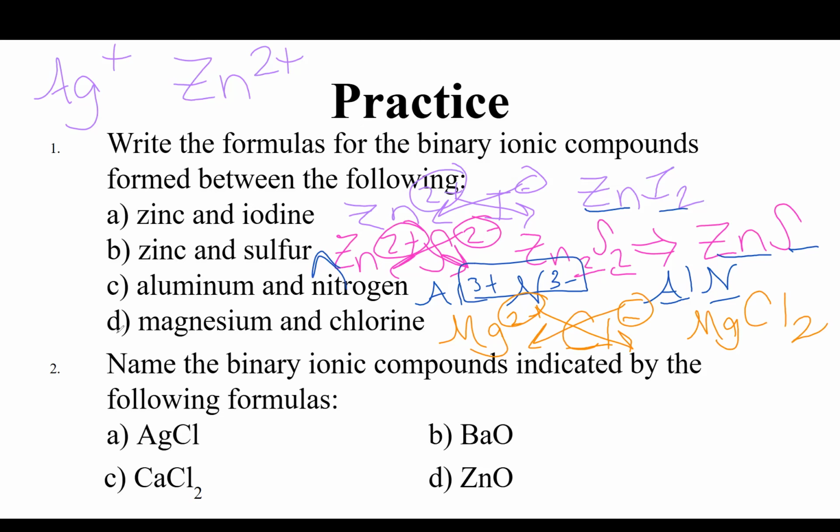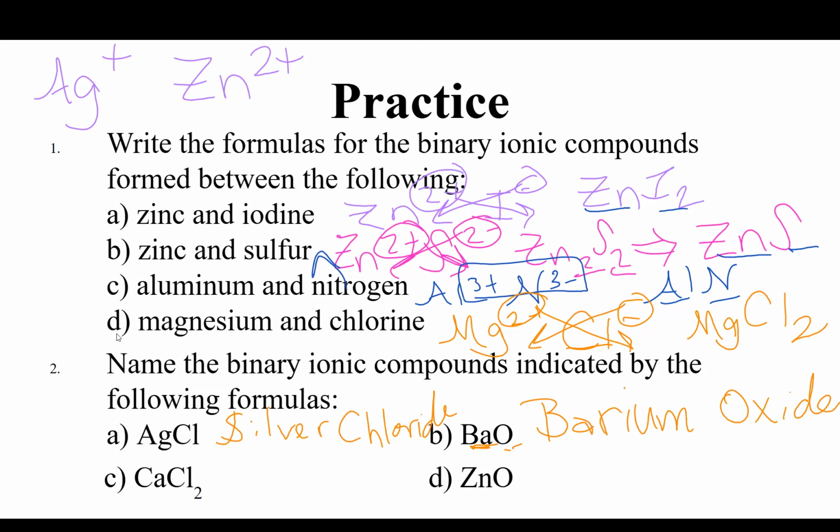Now for number 2, you are naming the binary ionic compounds. AgCl. Ag is silver, so it's silver chloride. Next one, BaO. Ba is barium. And oxygen, you just keep the ox part. It's like with nitrogen, you just keep the nit part. So it becomes barium oxide.